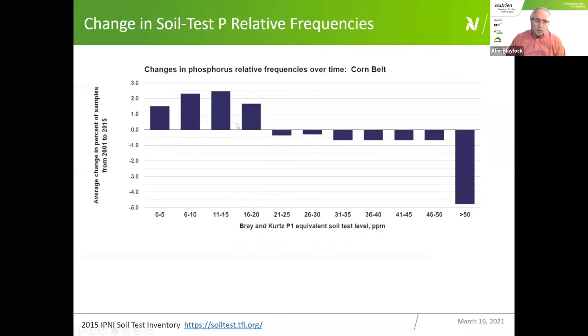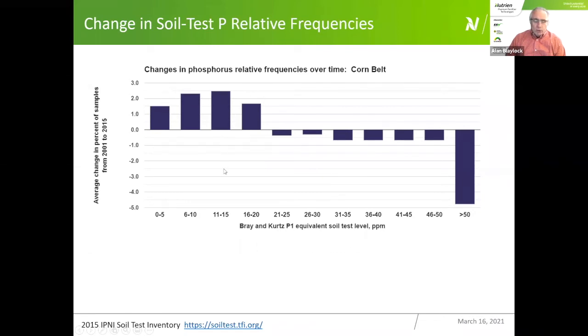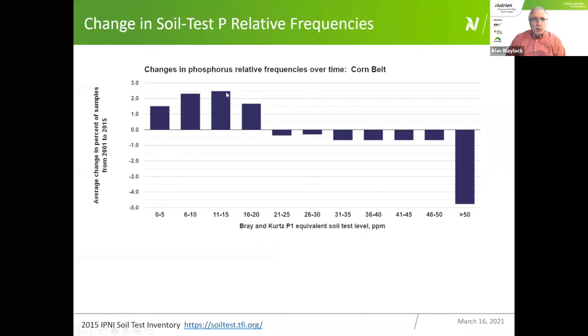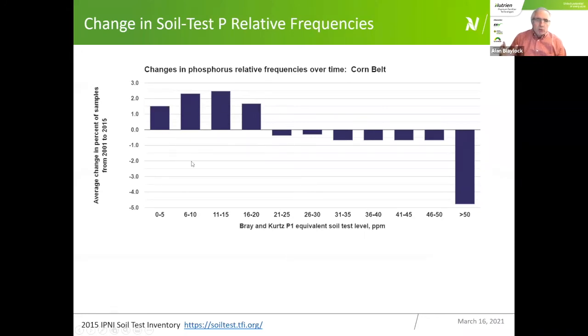But the area of concern is the increase in samples in these lower ranges. So if we take, for example, a critical level of 20 parts per million, we're increasing the distribution of samples that are below that critical level. And so that means we need to pay attention to those levels locally, site specifically, paying attention to what is happening with those soil test levels so that we're not missing yield potential, so that we're balancing phosphorus with the other nutrients.